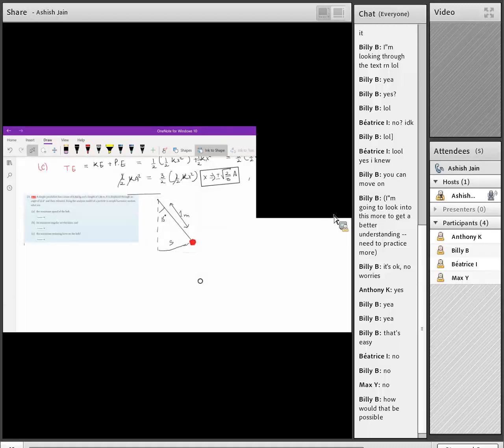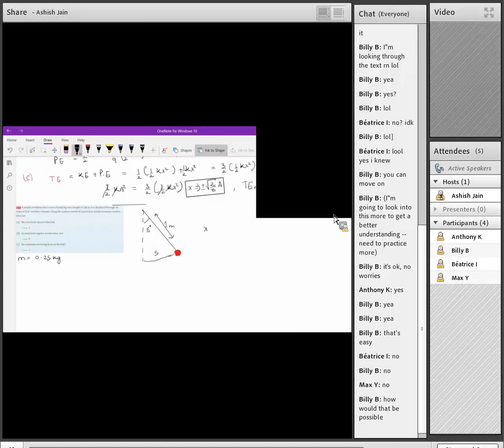We've been given a pendulum of mass 0.25 kilograms, and the length of the string is 1 meter, and this is executing a simple harmonic motion. It is displaced through an angle of 15 degrees. Using the analysis model of simple harmonic motion, that is SHM, find the maximum speed of the bob. I'll start from the basics for that.